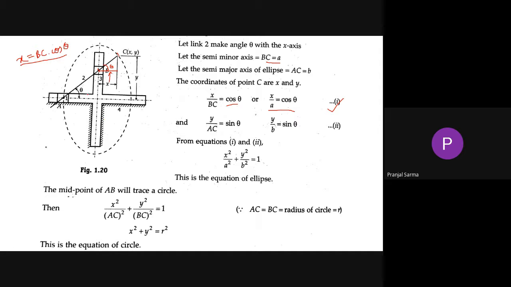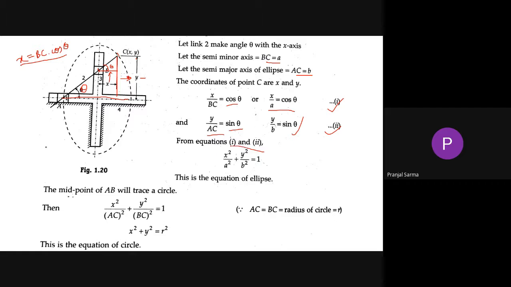Similar is the case if you consider this y. If you consider the whole triangle, then this length is nothing but y. This angle is theta, so we can write y equal to AC sine theta. So I can write y by b equal to sine theta, because AC is already considered as b. Let's call it equation number two.